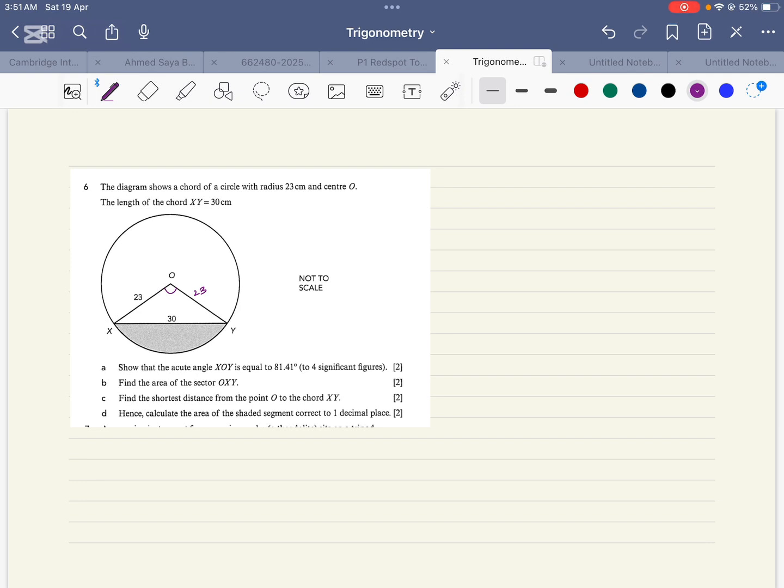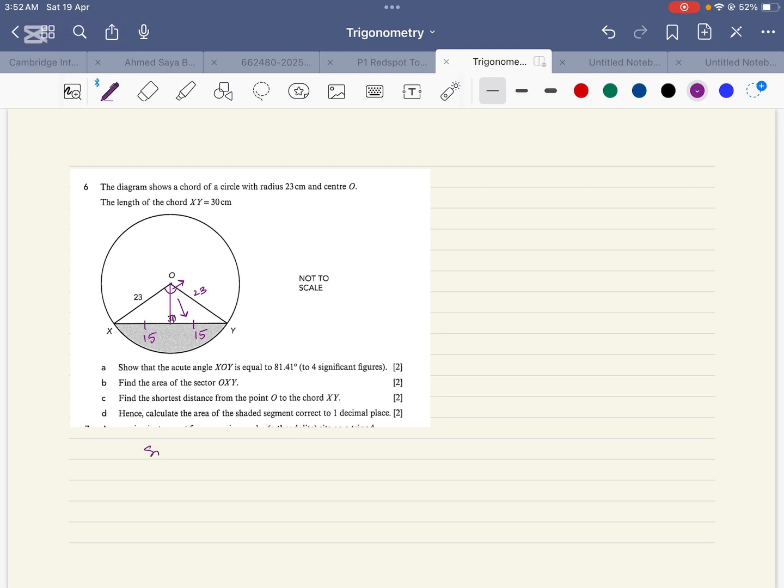So the property of a circle is that if a line is dropped from the center of the circle to the chord, it makes a 90-degree angle first, and then it divides the chord into two equal parts. So this part becomes 15, this part becomes 15, and the angle is also bisected. So we can find out this angle by applying sine theta, because this 15 is perpendicular.